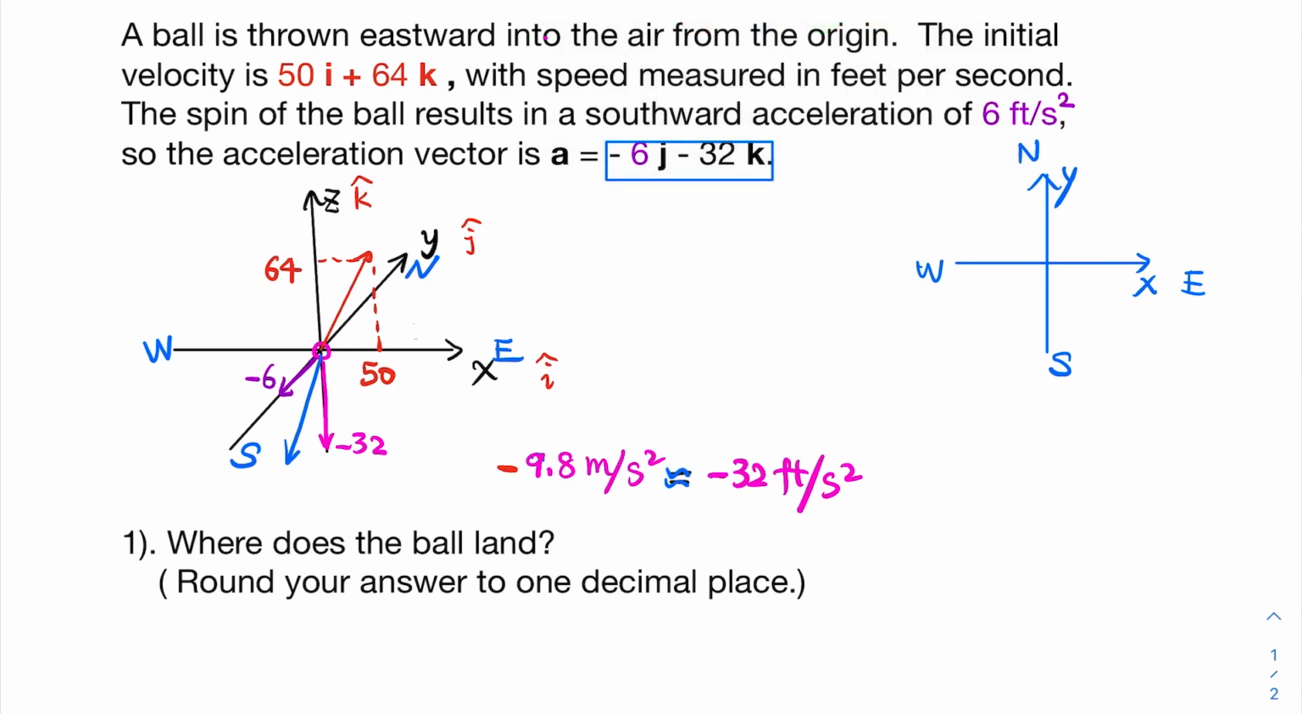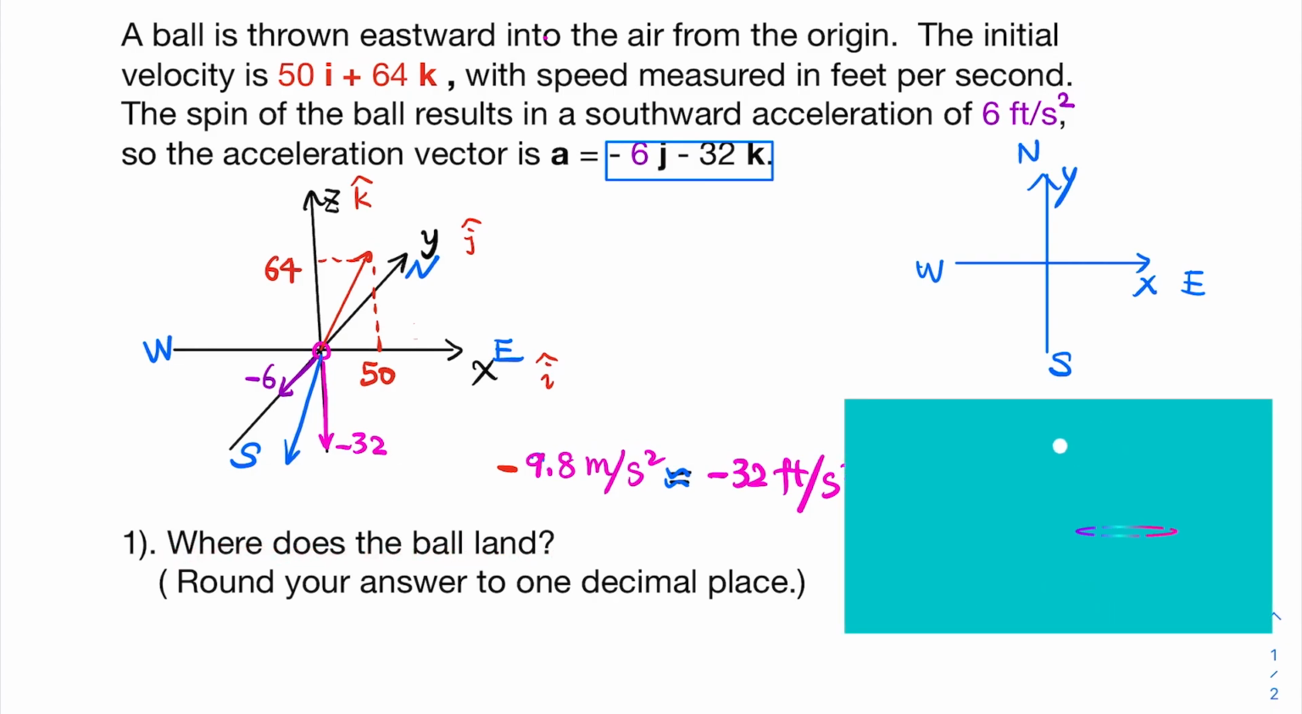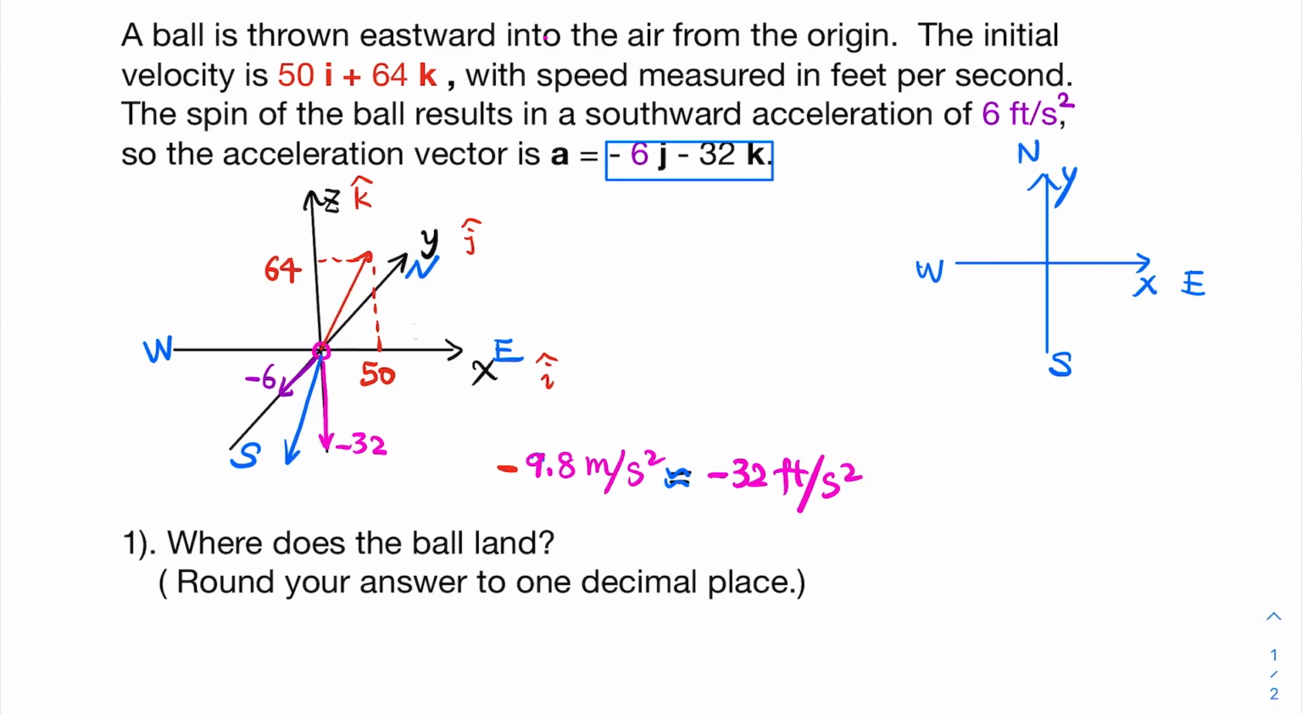What are we looking for? We're looking for where the ball lands. So imagine the ball over here, and because the acceleration is going this way, it's going to go toward it this way. We want to know where it lands. Maybe somewhere over here, because the acceleration is pointed this way and going down.